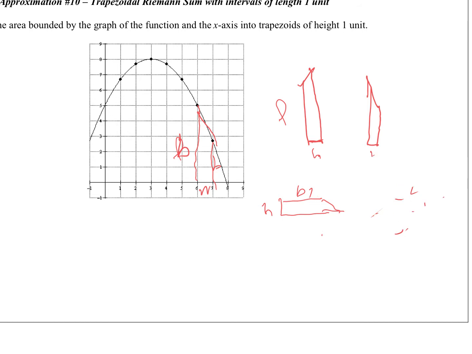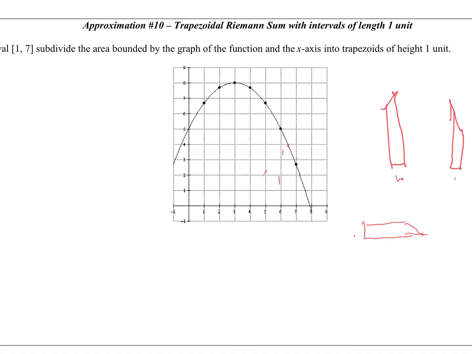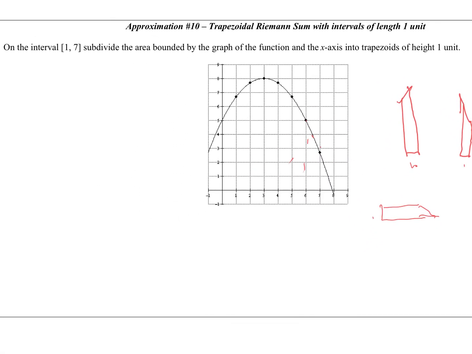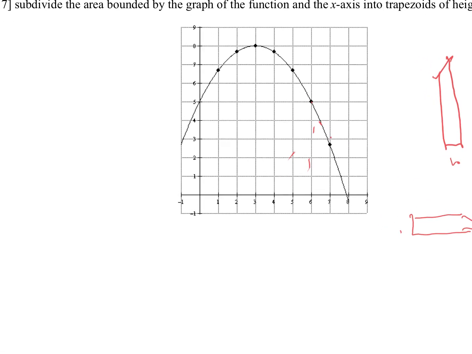So, with that being said, what does he want us to do? They want me to divide the area from 1 to 7, and we're subdividing the area bounded by the graph of the function and the x-axis into trapezoids of... wow, why does it sound like I did this one? I don't know, it seems like I did, but it doesn't hurt to do it again.